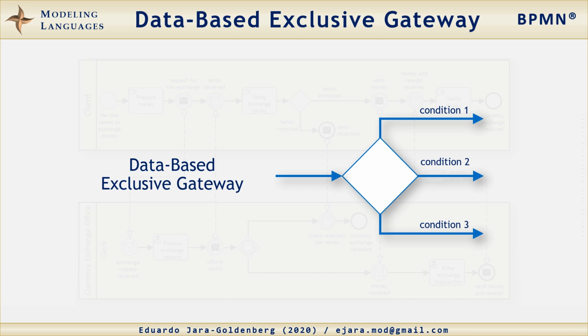A data-based exclusive gateway has 2 or more outgoing paths. Each path is guarded by a Boolean expression. The process continues through the path whose expression evaluates to true. It can be thought of as a question that is asked at a particular point in the process. The question has a defined set of alternative answers.